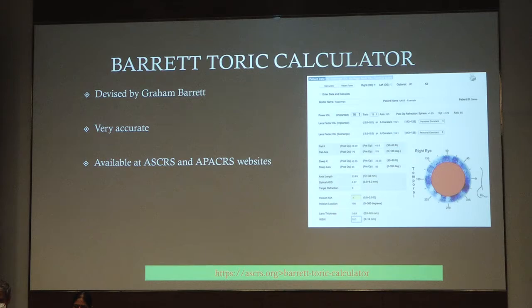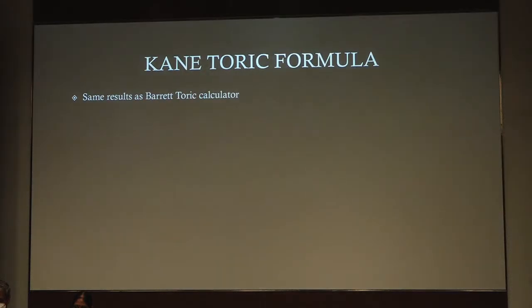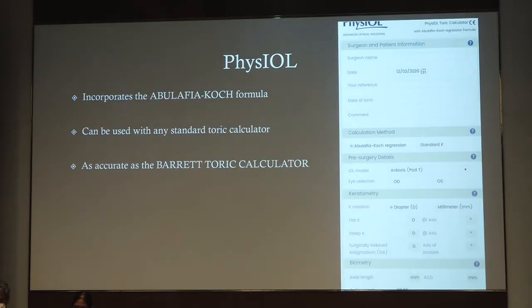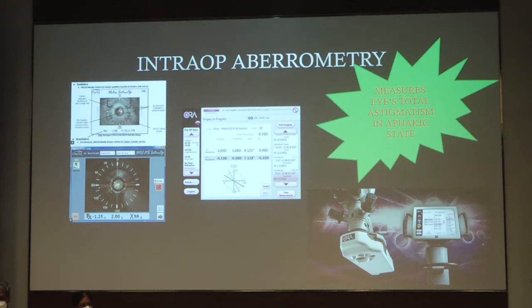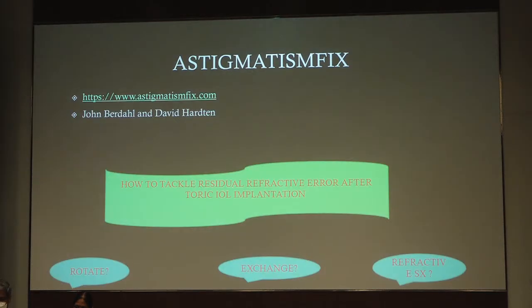The Barrett toric calculator was devised by Graham Barrett. It is very accurate and it is available free at the ASCRS and APACRS websites. The Cassini toric formula is also said to give results as good as the Barrett toric calculator. The Physiol calculator incorporates the Abulafia formula and can be used with any other standard toric calculator. Intraoperative biometry, for those who have it, measures the eye's astigmatism in the aphakic state in the intraoperative phase.